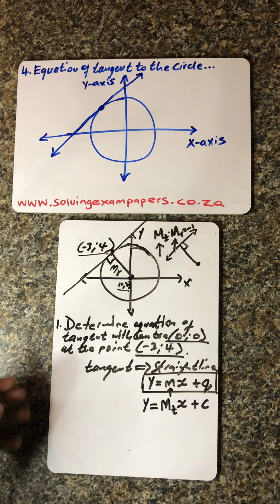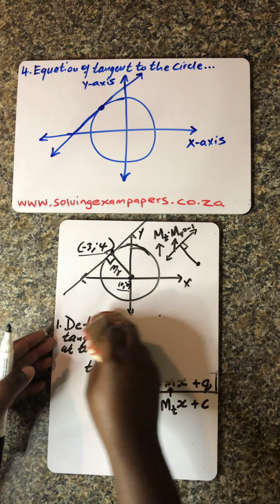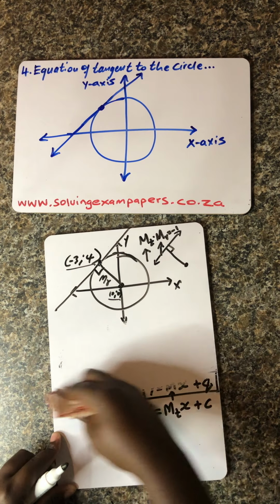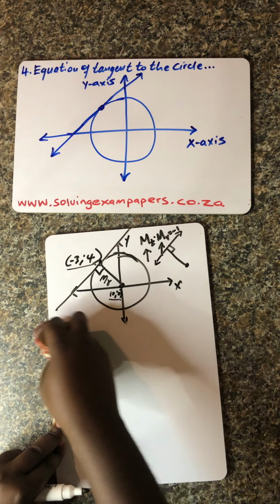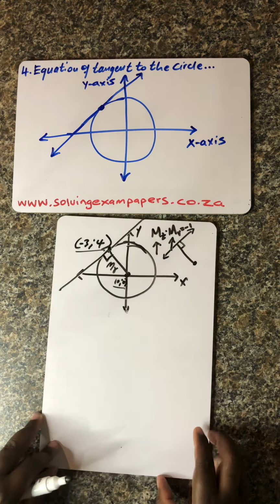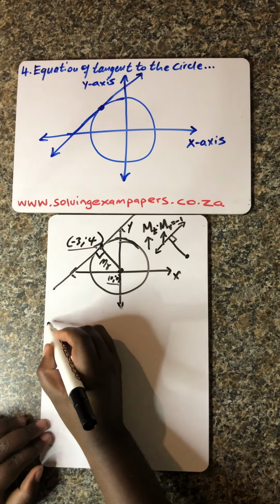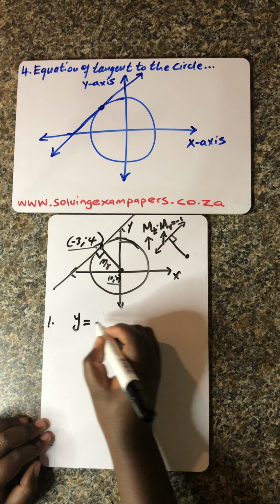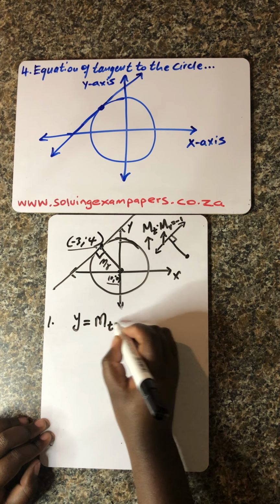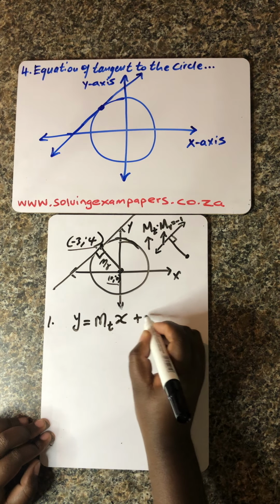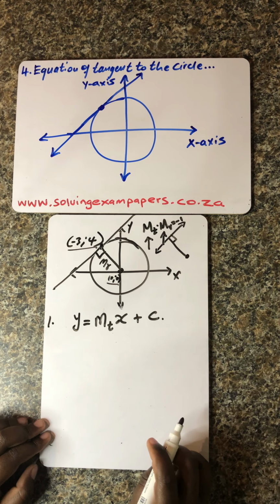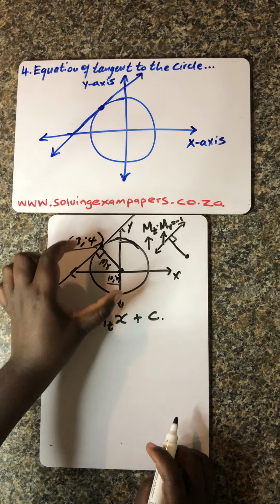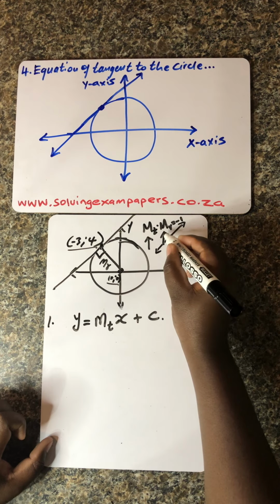Okay, so ladies and gentlemen, I'm just going to teach you how to determine an equation of the tangent based on this given information. So remember guys, this is what we want as our final answer: y = mx + c.